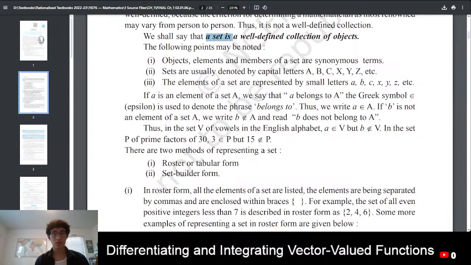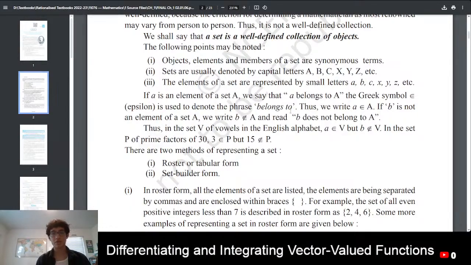So a set is the opposite of that. It's a well defined collection of objects. And the things within a set, you can call them objects, elements, or members. They're all the same thing: objects, elements, and members. Sets are usually denoted by capital letters like A, B, C, etc. And the members or the elements of a set are denoted with small letters. So a, b, c, all lowercase.